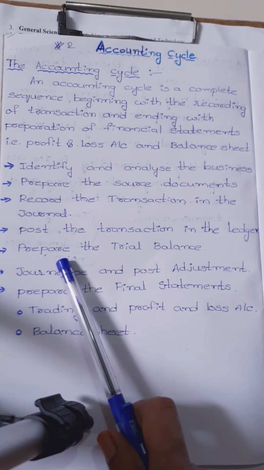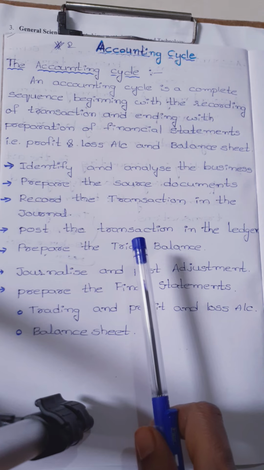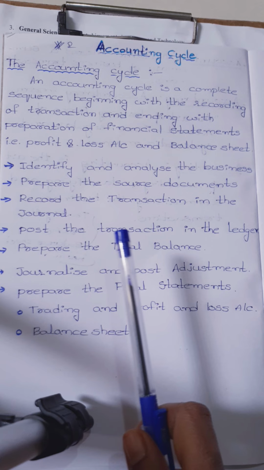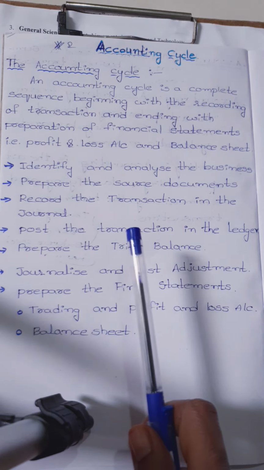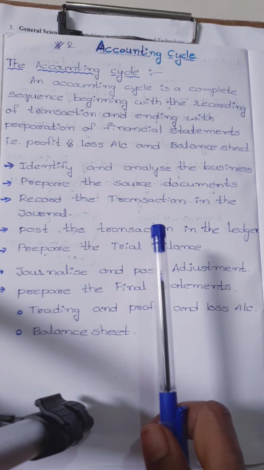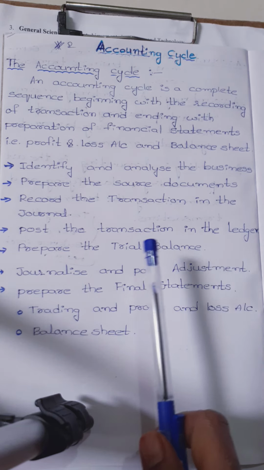Then we are going to prepare trial balance. Trial balance means what? This is a summary of ledger accounts. It involves preparation of balances of each and every account to verify whether the sum of debit is equal to the sum of credit balances, to ensure arithmetical accuracy.